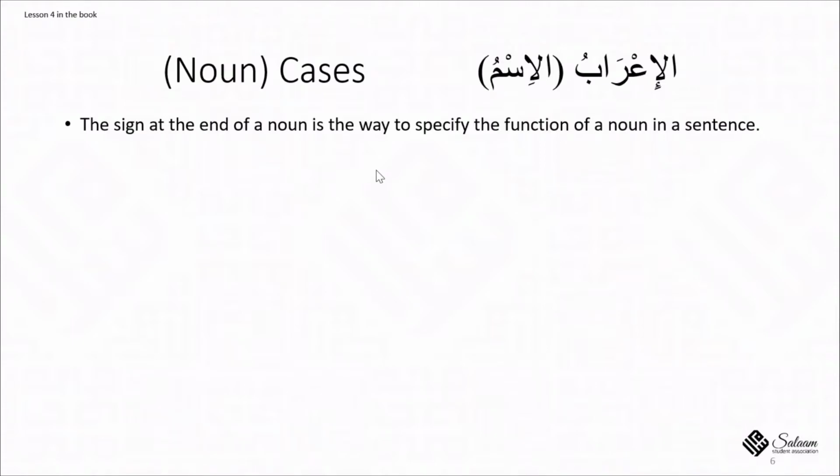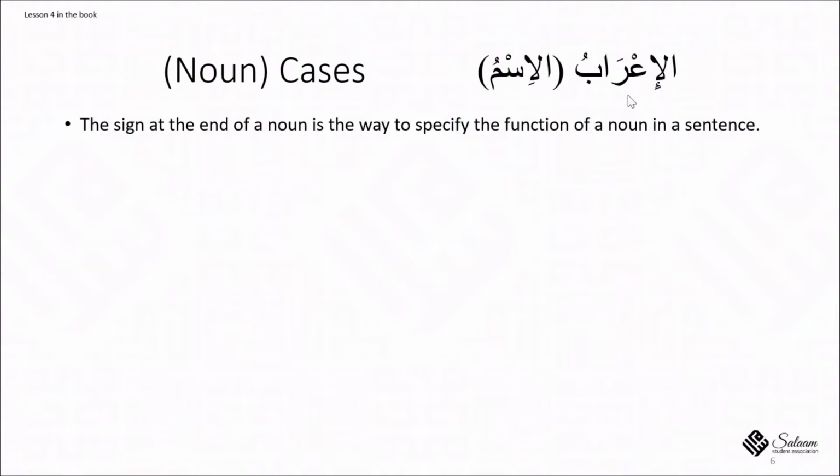So each word will have an ending sign, the sign at the end of the word, and this is the way to specify the function of this noun in a sentence. And this is really important because if you flip some of these over, the sentence will have a completely different meaning, or doesn't have a meaning at all. And this is why you have to keep an eye on the haraka and the signs while reading Quran, because you can change one haraka at the end of a certain word, and then the meaning of the sentence is completely different.